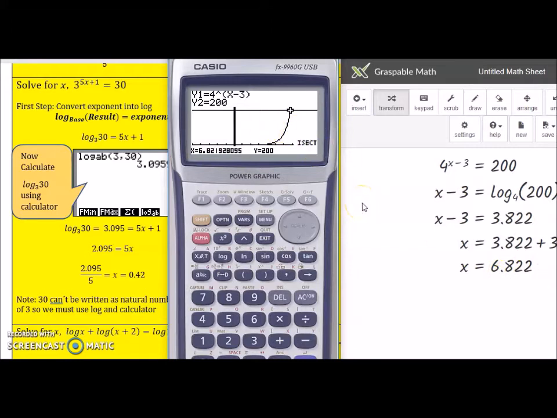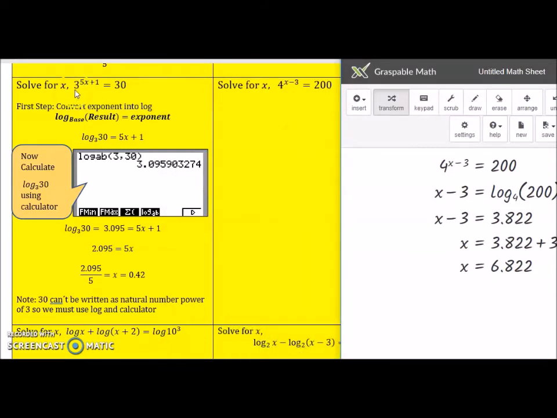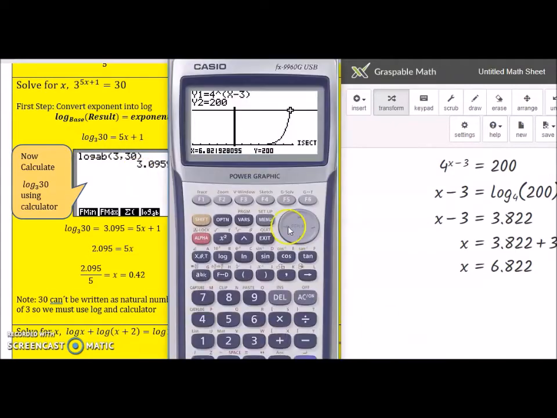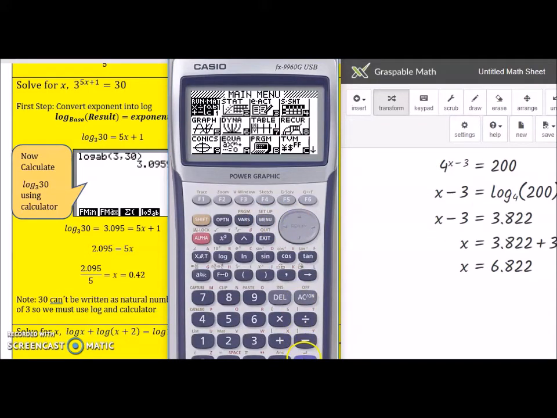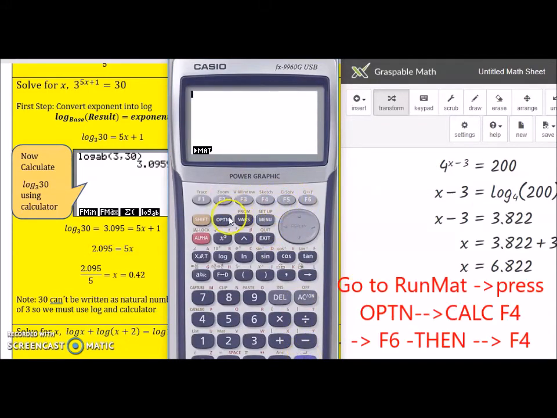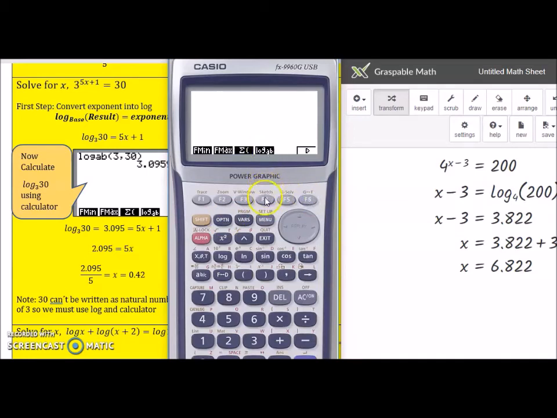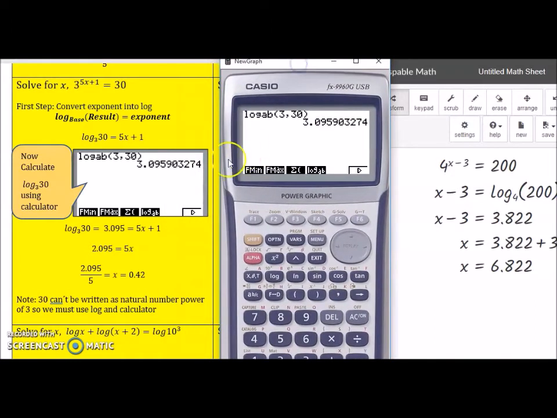So you can see both ways how you can deal with these problems. There is another way, where you don't need to work graphically, but still you can use the calculator like we did in the previous problem, log base 4 of 200. Here also we can use log base 3 of 30. Let me show you. We are on Run-Matrix. Press the button OPTN, then CALC, then F6, then F4 again, logab. Then you enter your first number, which was 3, and then 30. Press enter, you will see that value, and then you follow the same procedure to figure out what x is.